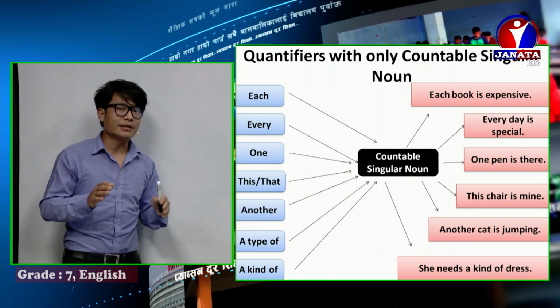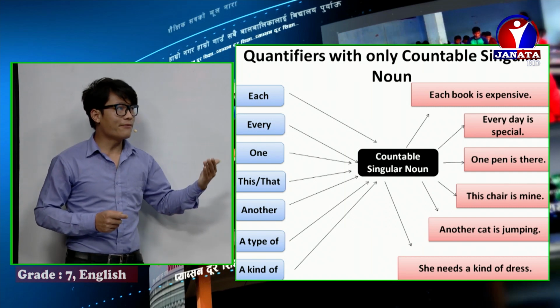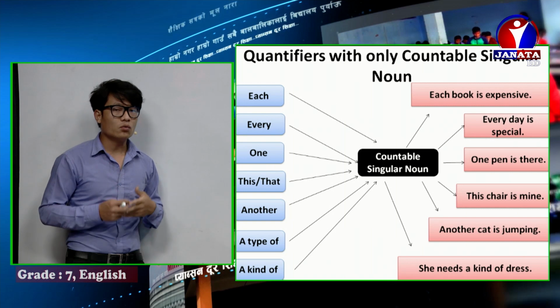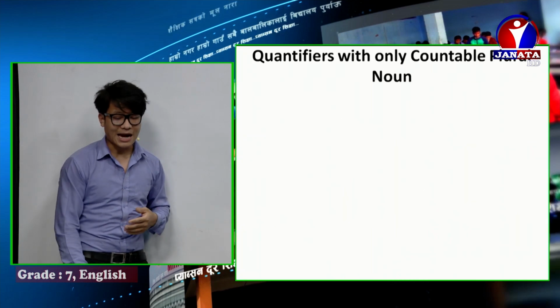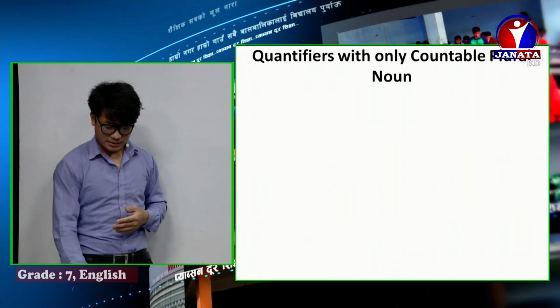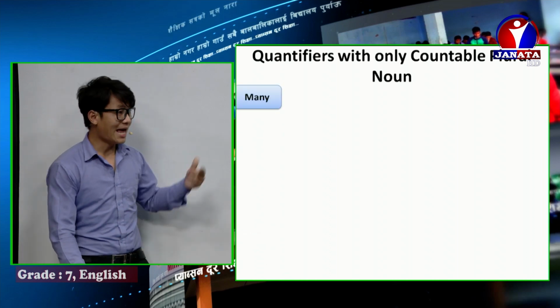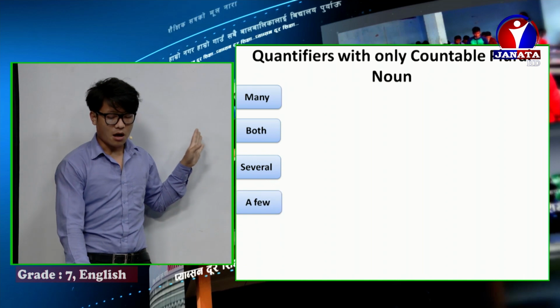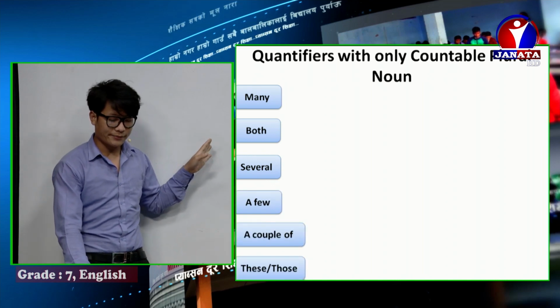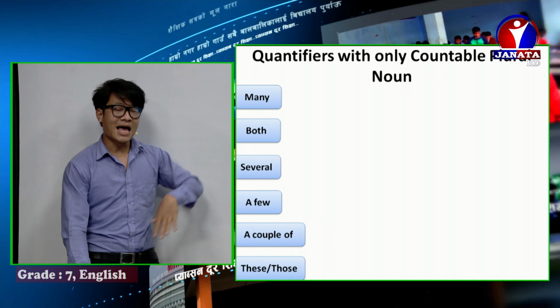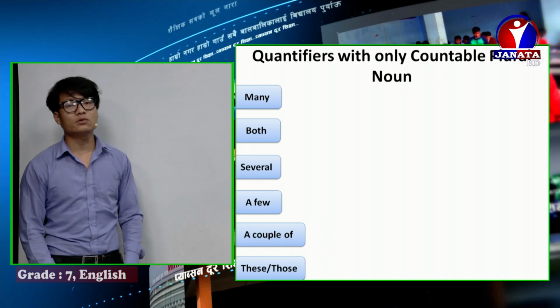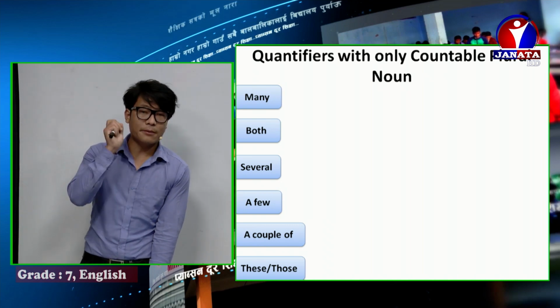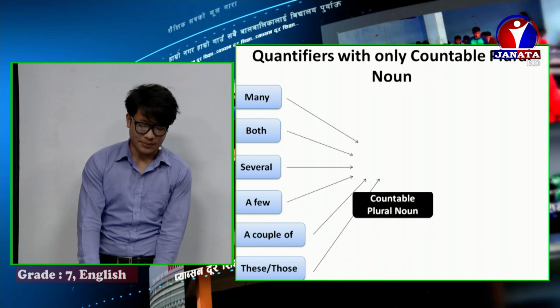Now let's see other quantifiers. After these, we should use only countable plural nouns. Like many, both, several, a few, a couple of, these, those. After these quantifiers, we should use a countable plural noun. Let's have an example here.